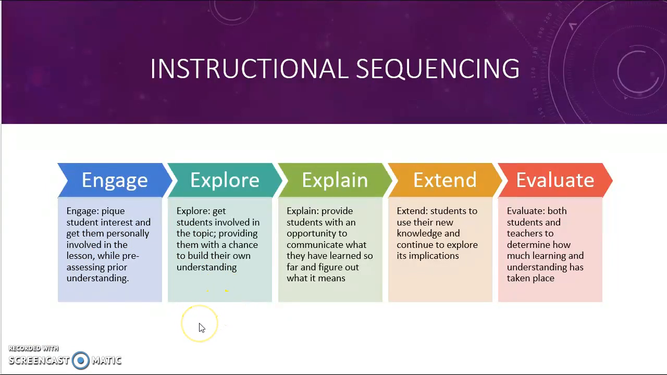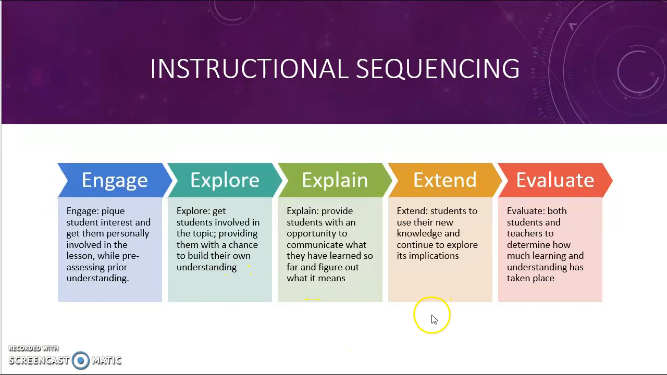So you get them to explore and provide them with a chance to build their own understanding. This can be kinesthetic, right? Or this could be technology based, like they could be exploring a portal or something along those lines. You would be modeling and teaching somewhere around here, and then in the explain phase, you provide students with an opportunity to communicate what they have learned so far and figure out what it means. This is the part where they're coming up with an explanation based on how they built their own understanding.